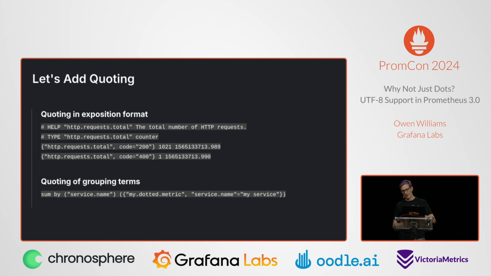Quotes in exposition format fall out pretty easily. We saw this in the first talk. You could just add quotes in the help line, in the type line, and again, it resembles PromQL fairly straightforwardly. And then the last place is in grouping terms. Also, you can add quotes there. We've also maintained the subtleties that OpenMetrics quote characters are different than Prometheus text quote characters, but those are all consistent for the languages that we started with.